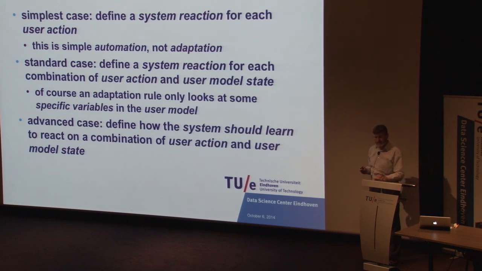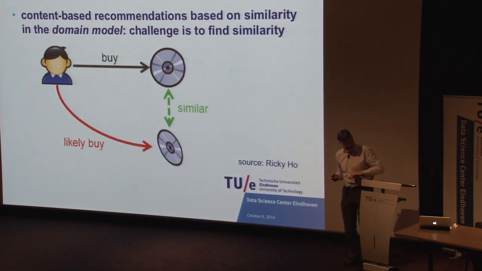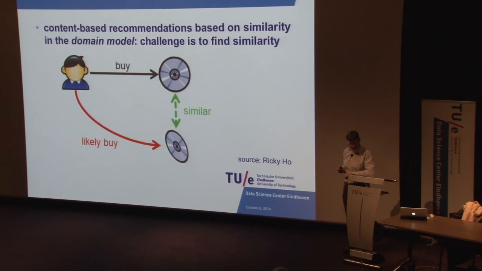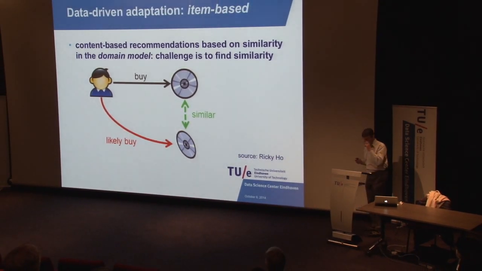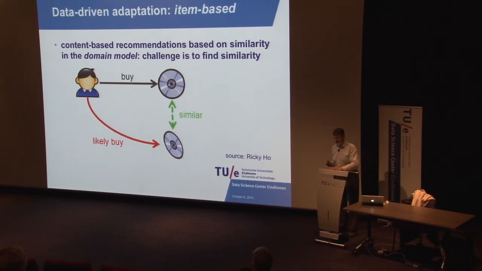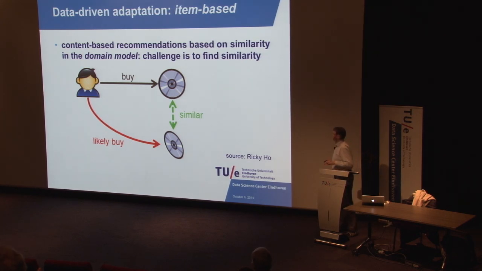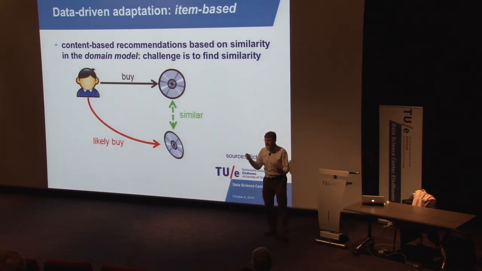Well, there are two approaches, and they have been used extensively in the past. One is what I call data-driven adaptation, and it is item-based or content-based. What you do is you create a rich model of your application domain and have all kinds of relationships, so that you can decide that if the user has bought this object, which is very similar to this other object, the user is likely to buy that other object as well, and so we can make that recommendation.